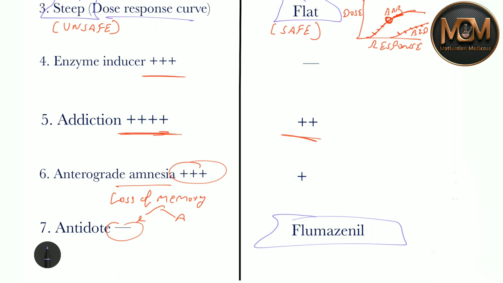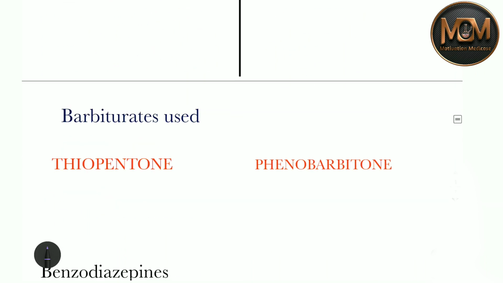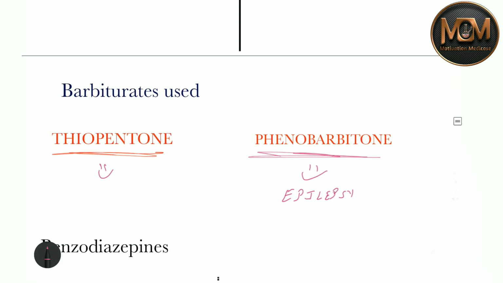Basically, we use benzodiazepines. But there are two barbiturate drugs which we still use. One is thiopentone, and the other is phenobarbital. Phenobarbital we give in case of epilepsy, while thiopentone is given in case of anesthesia.